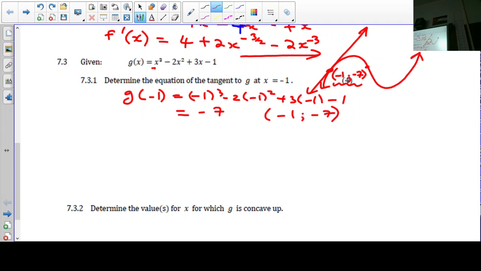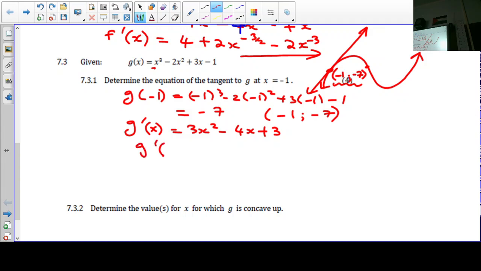Then, remember the equation of the tangent is in the form of y is equal to mx plus c. Then we're going to work out g dash of x in pursuit of calculating m, the gradient. So it's going to be 3x squared minus 4x plus 3. We tell ourselves, okay, what does this actually tell us? This is the general gradient anywhere along the curve of g of x. But we want the specific gradient at negative 1.